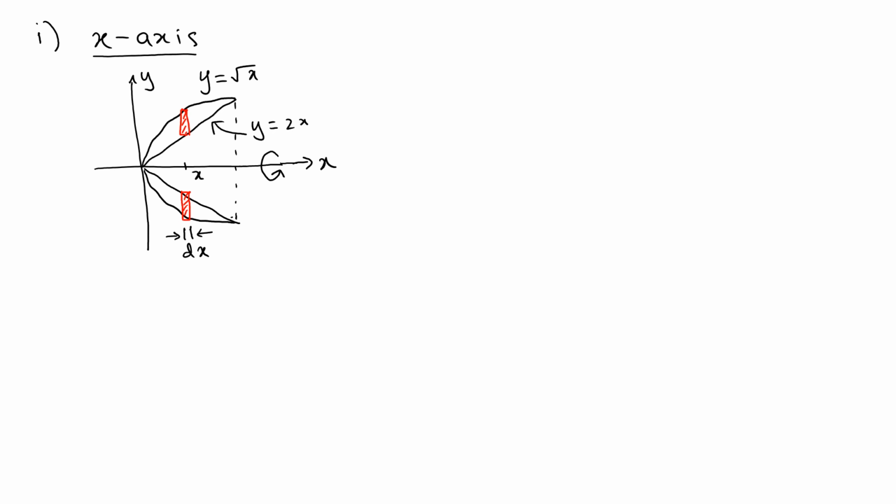So what are the two radii? You can see there is a small radius, which you mark from the axis of rotation. And this is the large radius. The small radius is the y coordinate of the bottom curve, which is 2x in terms of x. The large radius is the y coordinate of the top curve, which is square root x.